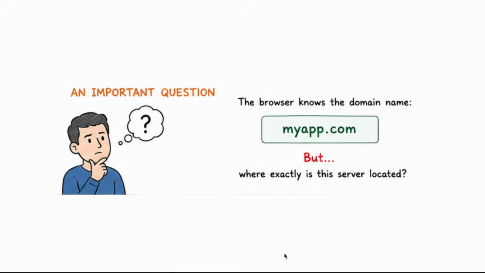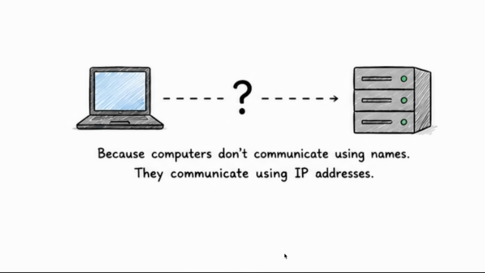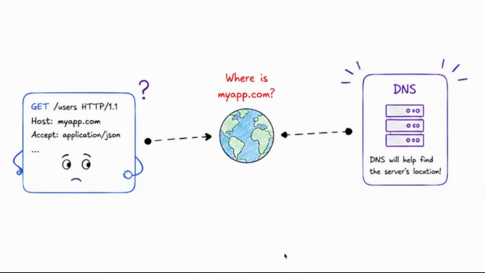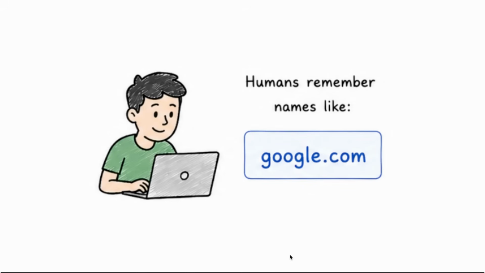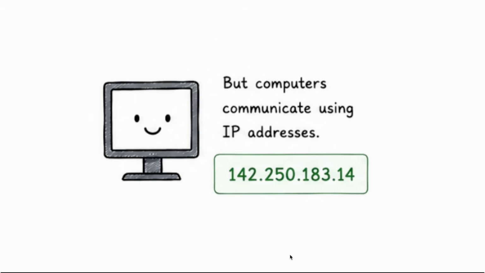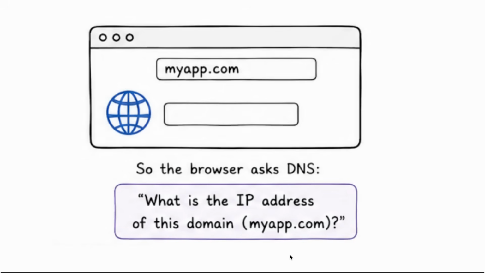Now comes an important question. The browser knows the domain name, but where exactly is this server located? Because computers don't communicate using names, they communicate using IP addresses, and that is where DNS comes into the picture. Humans remember names like google.com, but computers communicate using IP addresses. So the browser asks DNS, what is the IP address of this domain?